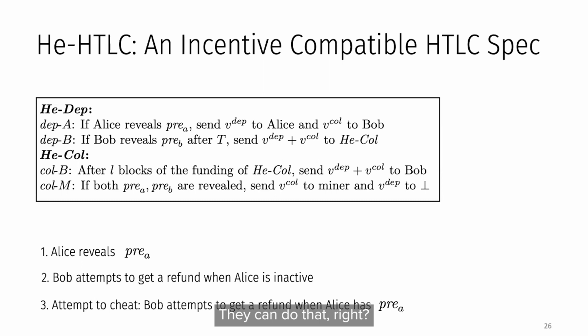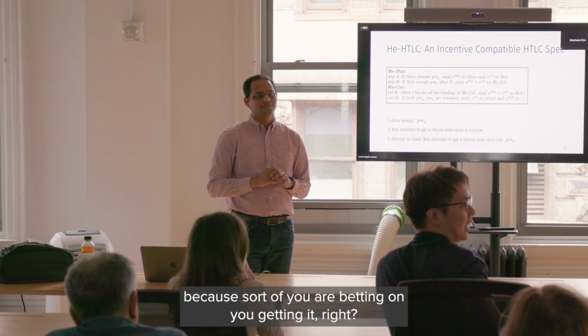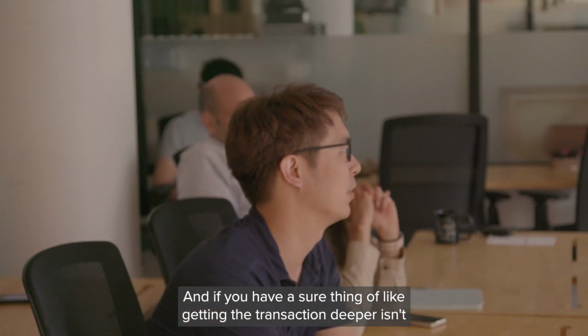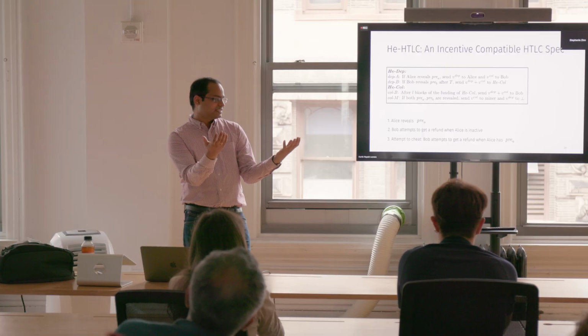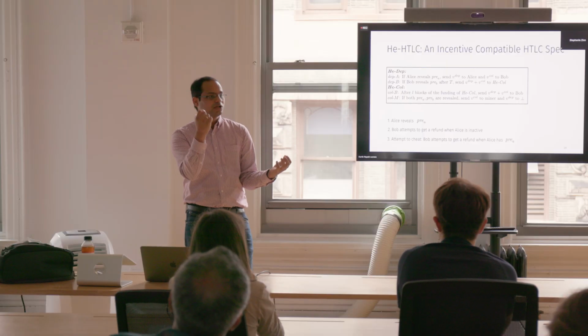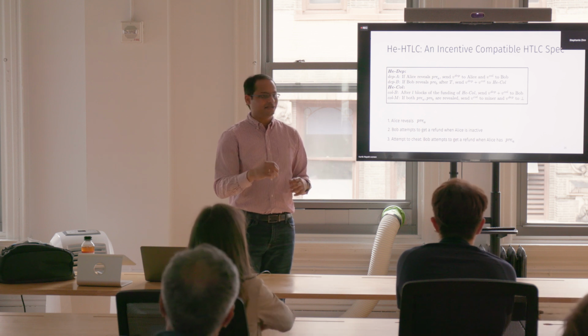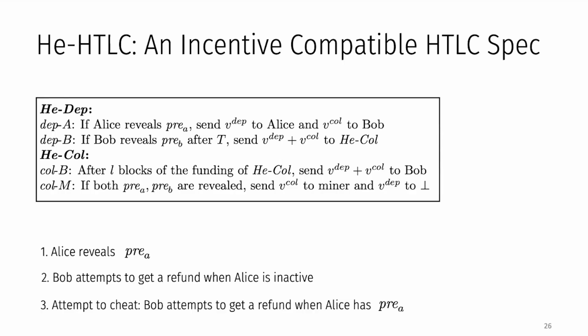They can do that. Right? So it's a tragedy of the commons because you are betting on you getting it, right? And if you have a sure thing of getting the transaction fee, isn't that the simpler answer? Yeah. So at that point, you're not getting your transaction fees, which is the small incentive that you were about to get earlier. And an honest Bob would not reveal pre-B, or for that matter, any Bob will not reveal pre-B at that point, because at that point Bob does not gain anything, right?